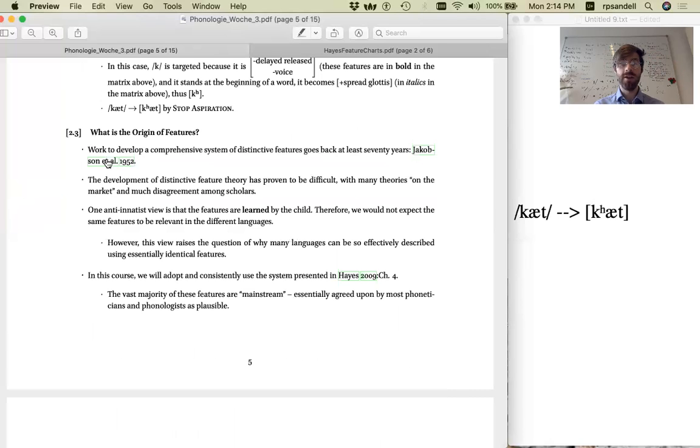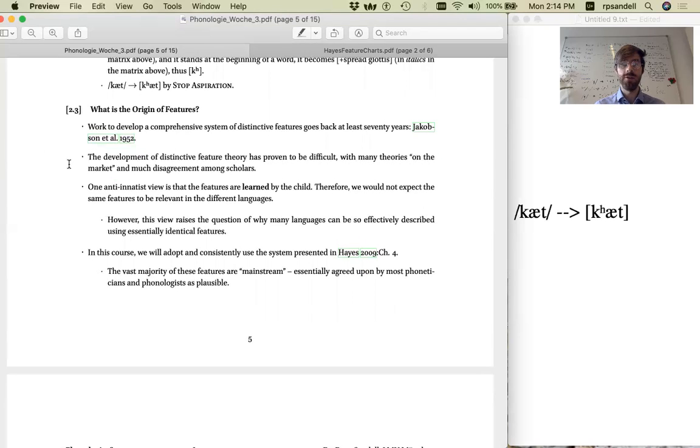To my knowledge, work to develop a comprehensive system of phonological features goes back at least 70 years or so. There's an important paper by Roman Jakobson, together with Morris Halle and the Swedish phonetician Gunnar Fant, on an early version of a contrastive phonological feature system. Also, Morris Halle's 1959 book, The Sound Pattern of Russian, looks into feature systems, and there's then a further development of ideas on feature systems in Chomsky and Halle's 1968 Sound Pattern of English.